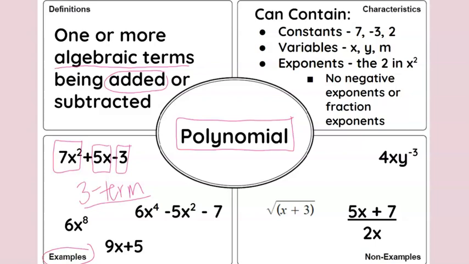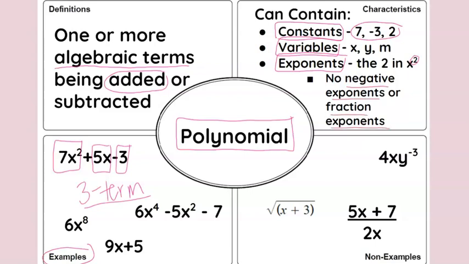One thing to note is that it can contain constants. So constants are numbers with no variables. So just like your normal whole numbers, integers, they don't have a variable. It can contain variables. X, Y, M, doesn't matter the letter that's being used, it can contain them. And it can have exponents, so those little numbers raised, those powers that we're raising the variable to. What it can't have is negative exponents or fraction exponents.